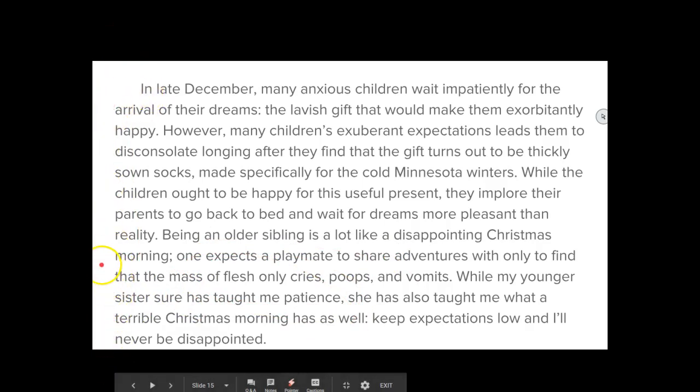And notice how this thesis also doesn't say, yeah, we've had the best relationship ever. I'm telling you that while this may not be the best, this is the most impactful relationship that I have had. That my sister taught me how to be patient. She also taught me that I better not expect too much. So these are some introductions that you could use.